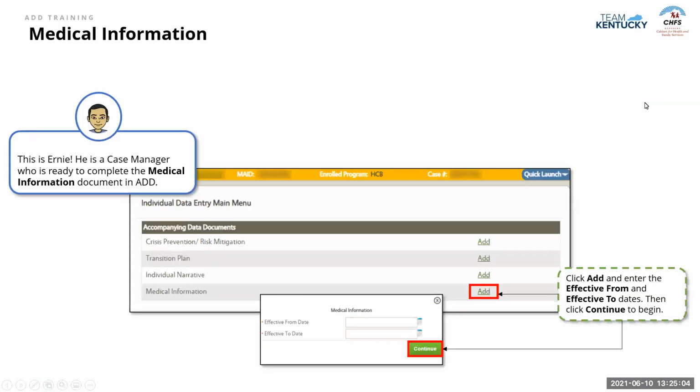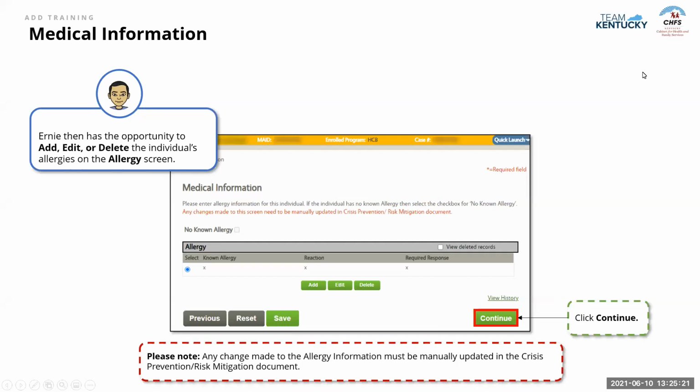Finally, we're going to take a look at this medical information document, the fourth and final ADD document for today's session. We're going to have Ernie, and he's a case manager. He is going to work us through this specific document. So he goes ahead and enters the effective from and to dates, and then he's going to click continue to get started. Ernie sees this allergy screen that we saw in the first crisis prevention and risk mitigation document.